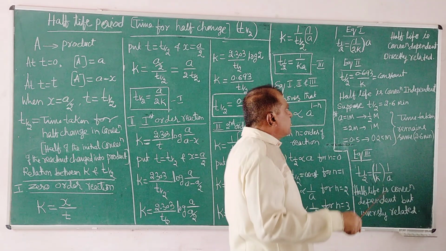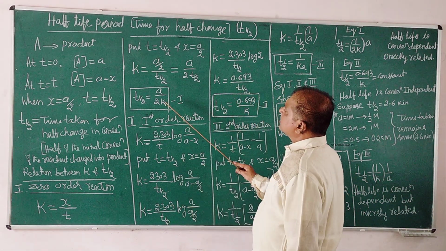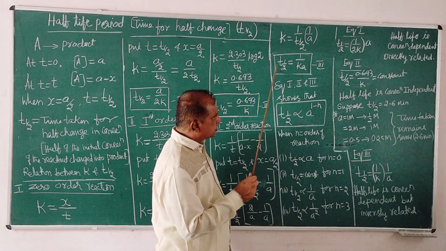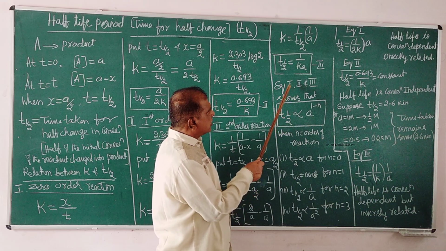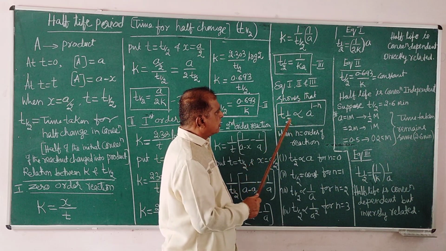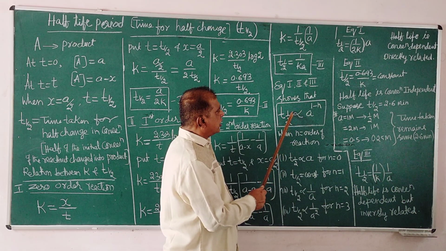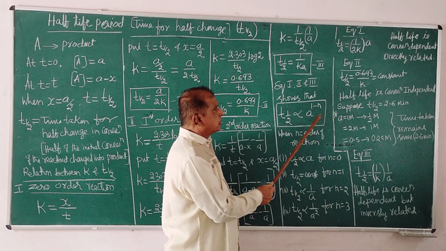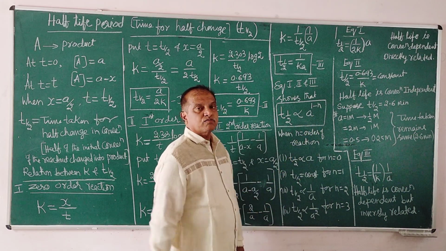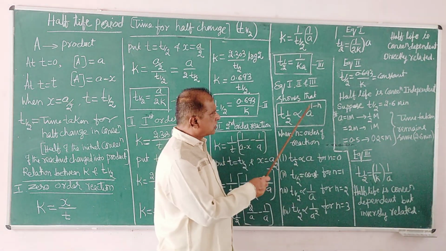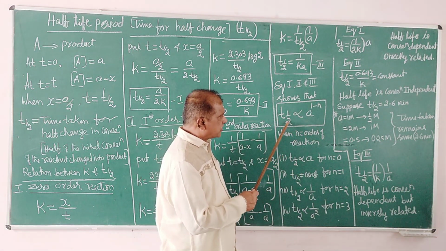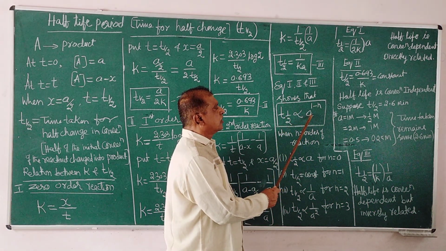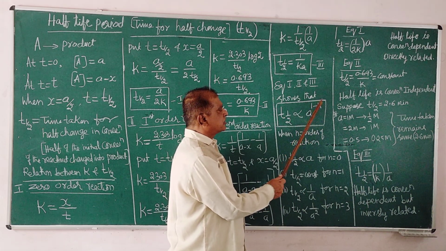Looking at all these mathematical equations that we have derived, we can make some generalization. Looking at these equations, it shows that half-life is directly proportional to a to the power of 1 minus n. A stands for the initial concentration, n stands for the order of the reaction. Let us look into this generalization, taking the function: half-life is proportional to the initial concentration to the power of 1 minus n.